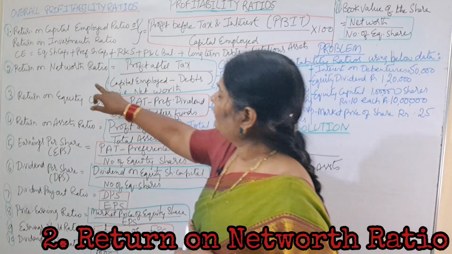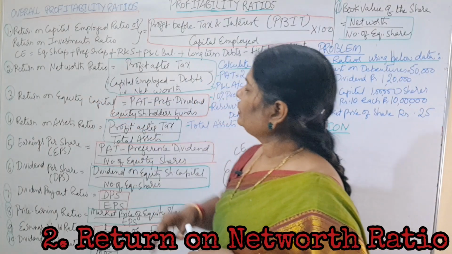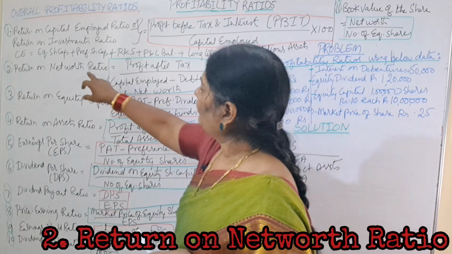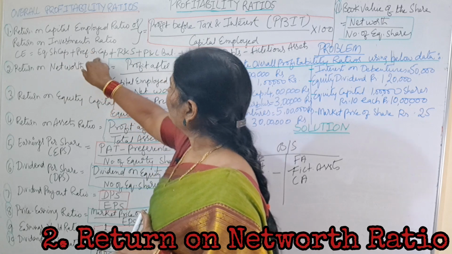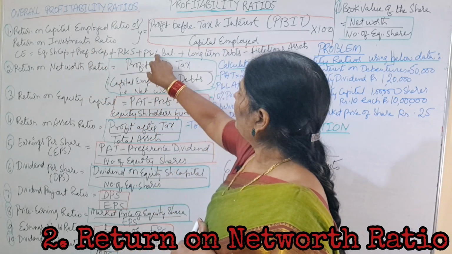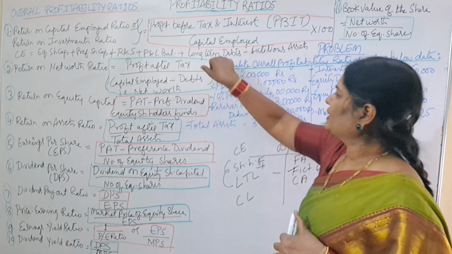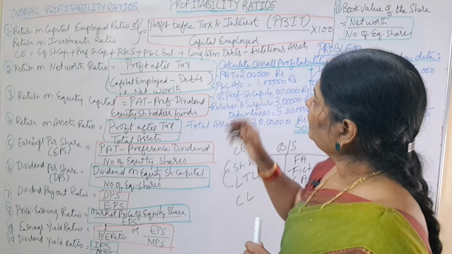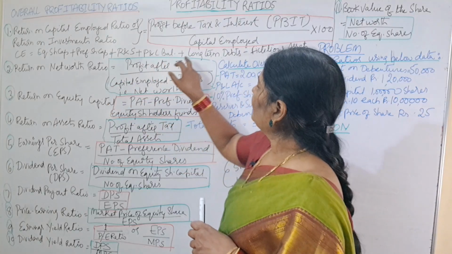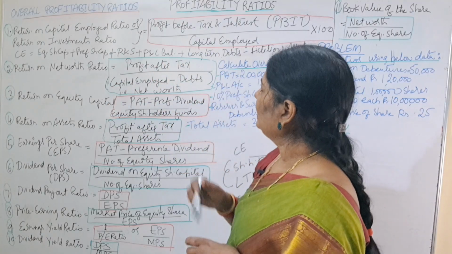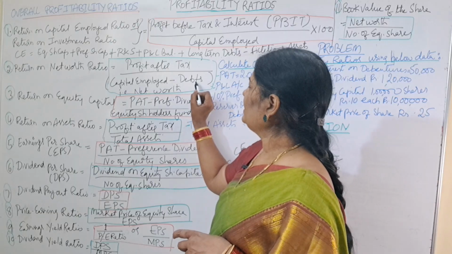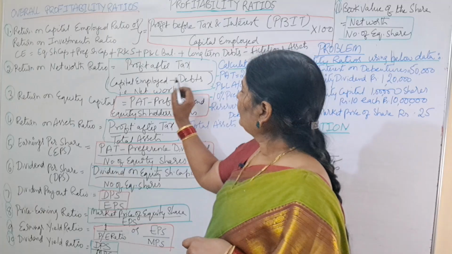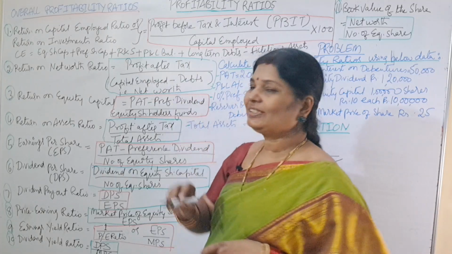Coming to the second one, return on net worth ratio. So what is net worth? I have told you what the capital employed items are: equity share capital, preference share capital, reserves and surplus, P&L account balance, plus long term debts. Here we should not take long term debts because we are considering only net worth. So net worth means capital employed minus debts. Debts here means long-term loans and debentures. If you deduct debts from capital employed, what you get is called net worth.